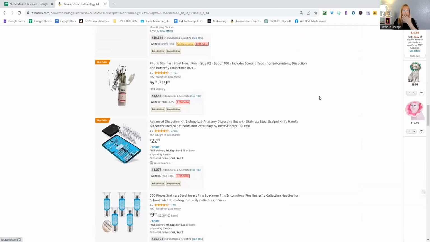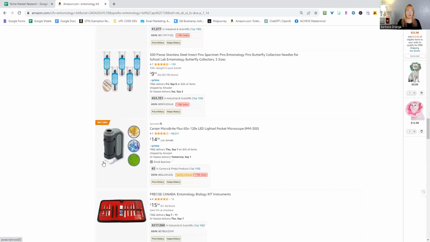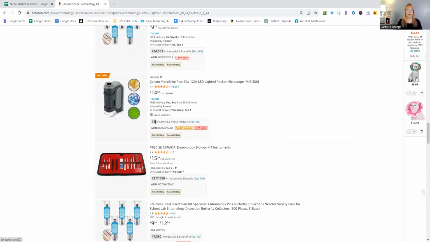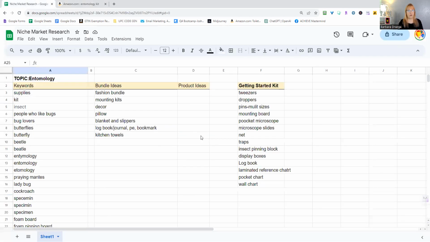But what I see mostly here is great ranks, low price points, and individual products. Oh, look at this. This is a lighted pocket microscope. Rank 3 in camera and photo. So in the camera and photo category, I'm liking this niche even more as I dig into it. So I would start taking these product ideas and putting them in my spreadsheet over here on the right-hand side.